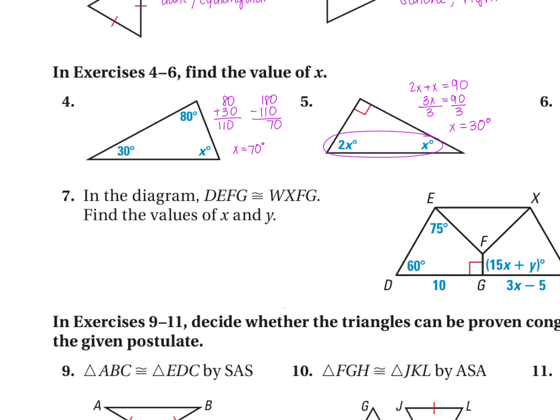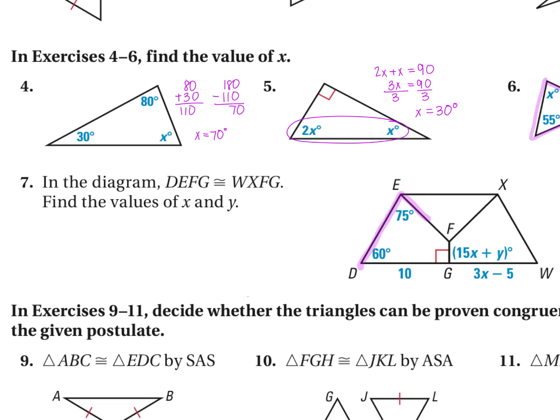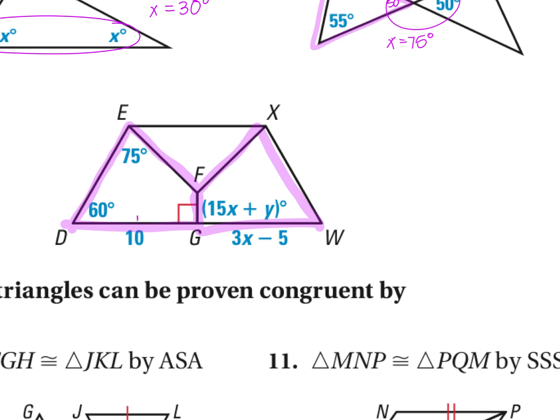All right, looking at number 7, it says in the diagram, DEFG is congruent to WXFG. Find the value of x and y. So I'm just going to highlight what's congruent. DEFG right here and WXFG right here. So that means my segments are also going to be congruent. So they want me to solve for x and y. So first thing is, this side is congruent to this side.